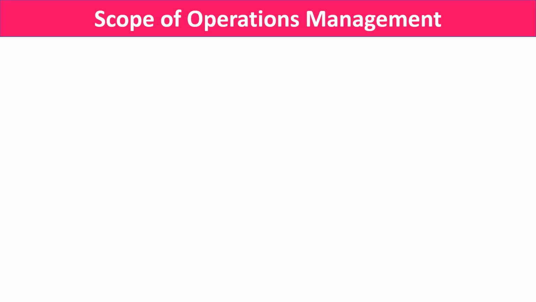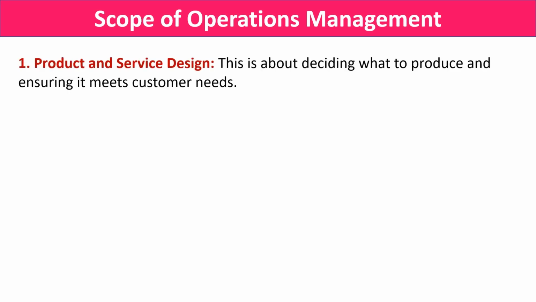Scope of operations management. Number 1. Product and service design. This is about deciding what to produce and ensuring it meets customer needs. It is a two-step process. In the first step, the company does some market research and will get to know the market trends and customer needs. In step 2, it produces such a product or service which will satisfy the customer needs.